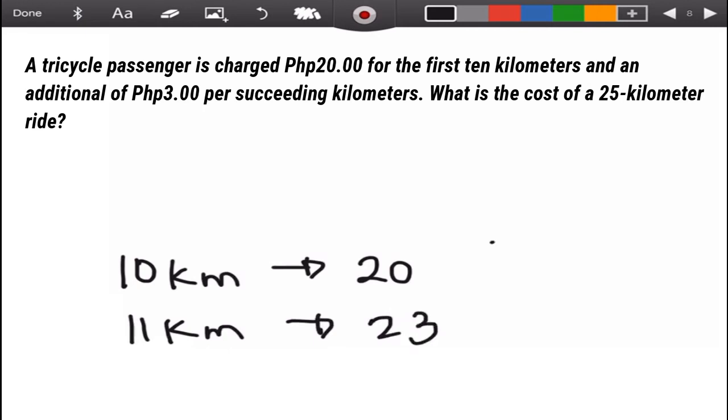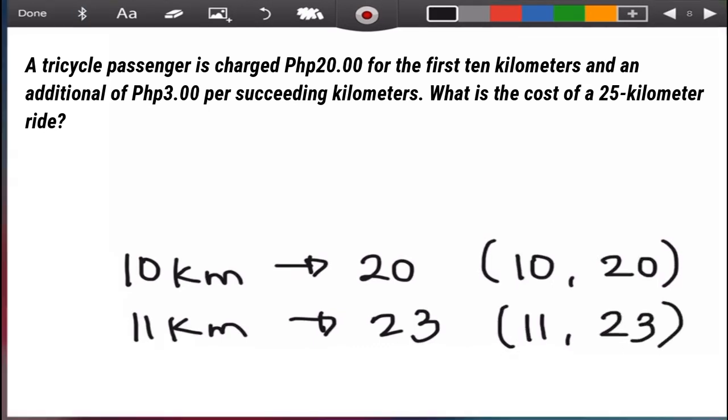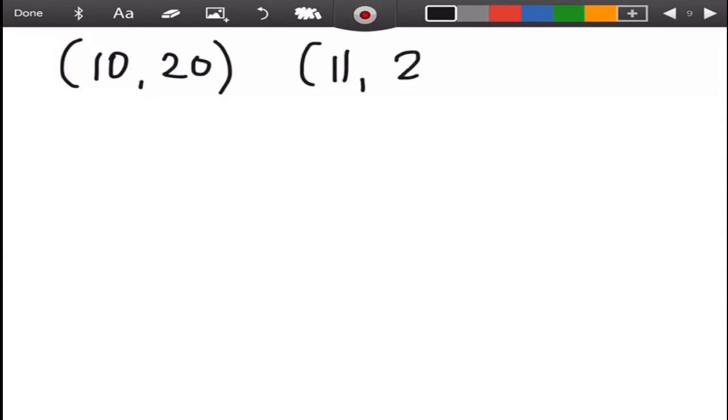So we can have two coordinates in here. We have 10 kilometers, 20 pesos, and then we have 11 kilometers, 23 pesos. We will use these two coordinates to have the equation of the line using the two-point form. We have 10 and 20, 11 and 23.